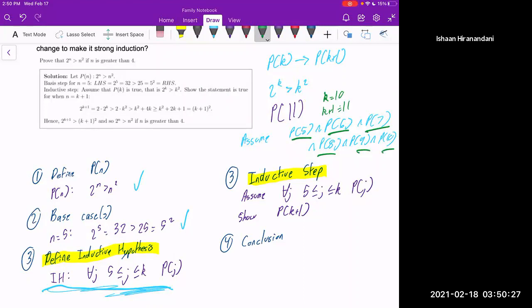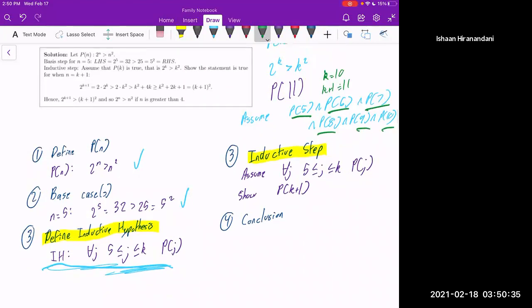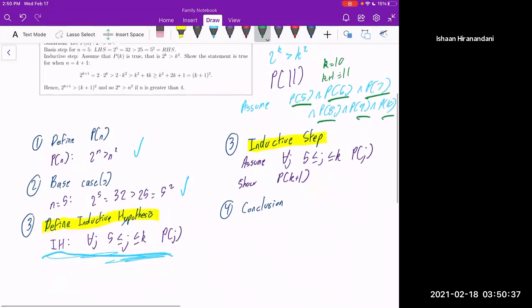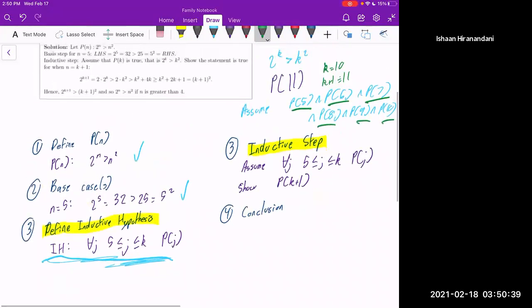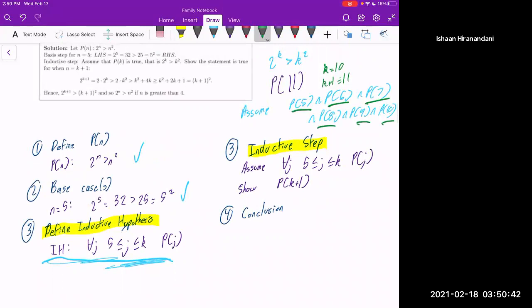So honestly, the difference between mathematical and strong induction for this example is not going to be very much. When we're going to be doing our inductive step, instead of assuming that P of k is true, what we're going to do is assume for all j, 5 is less than or equal to j, which is less than or equal to k, that P of j is true. And then we want to show that P of k plus 1 is true.